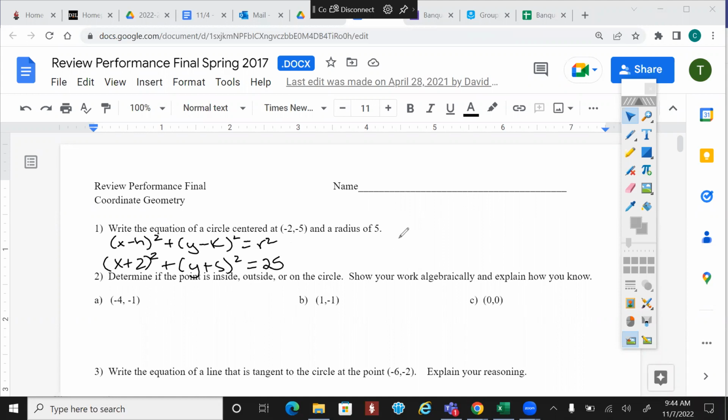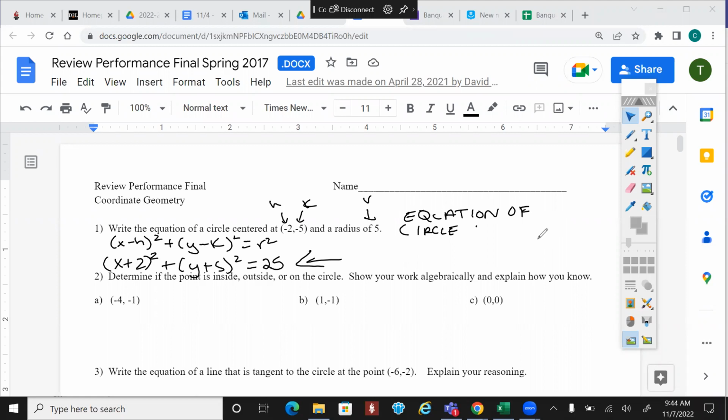And 5 squared is going to give me 25. Okay, so what you would say on your paper is equation of circle. And then you could go into telling me something about how this is H and this is K and this is R. And that would be sufficient information. So I wrote the equation and I showed all my work.